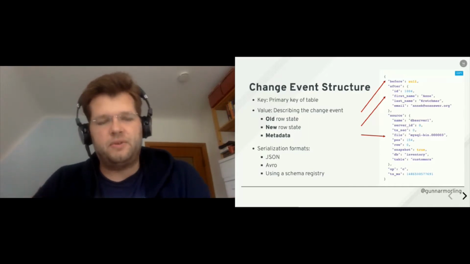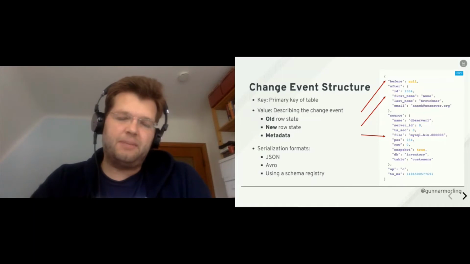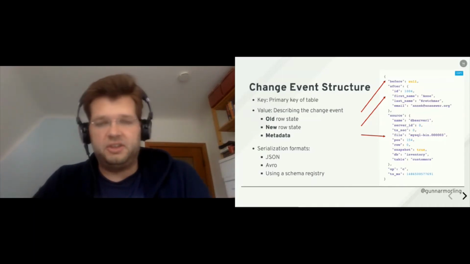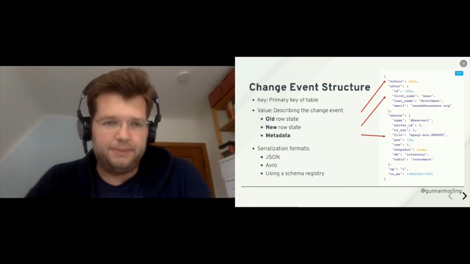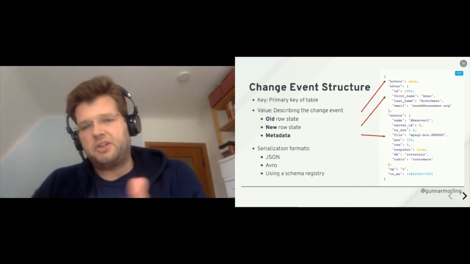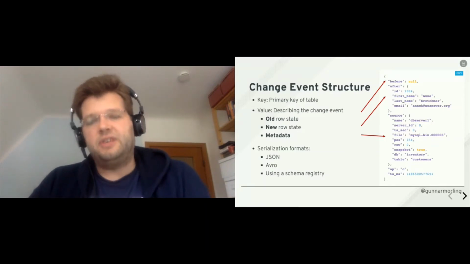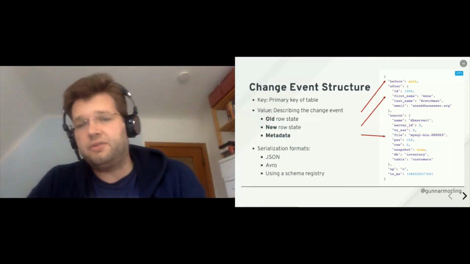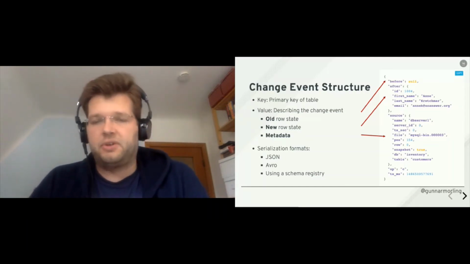And this key, by the way, determines the routing of those change events within the topic. So all events with the same key will go into the same partition of this topic, and then the ordering is guaranteed for all the events which pertain to the same primary key. So that's the key. And the value, this really is the structure which we see here on the right-hand side. Essentially, this describes the change event. So you have the old state of a row before, the new state of a row after, and then you have some sort of metadata.